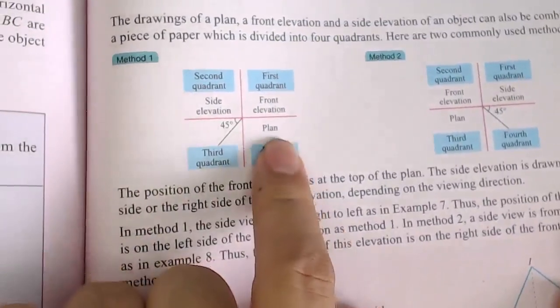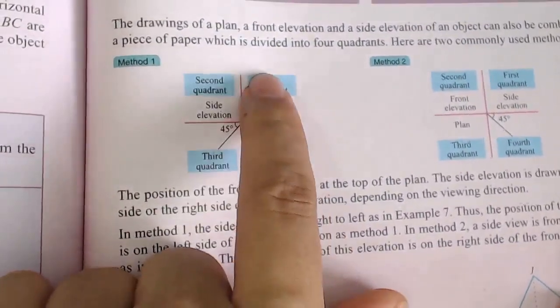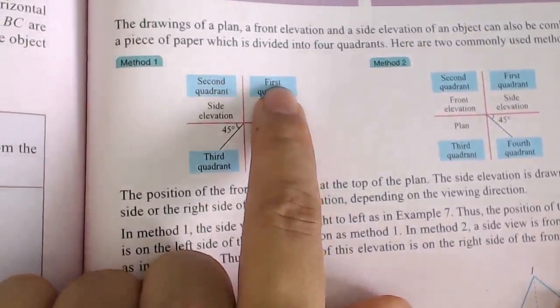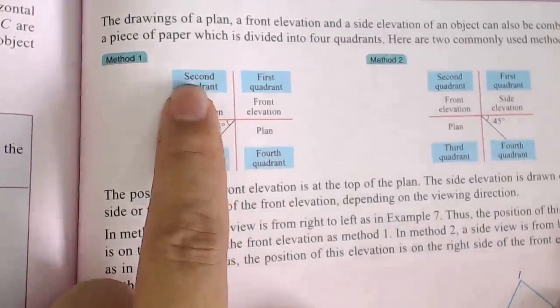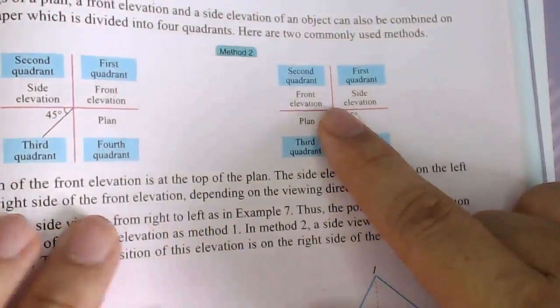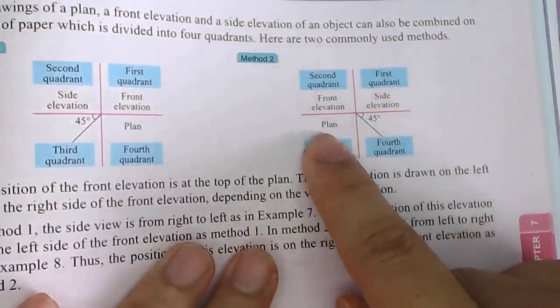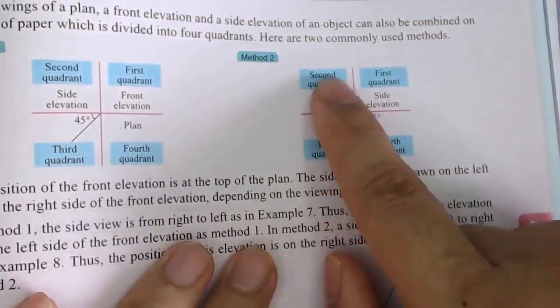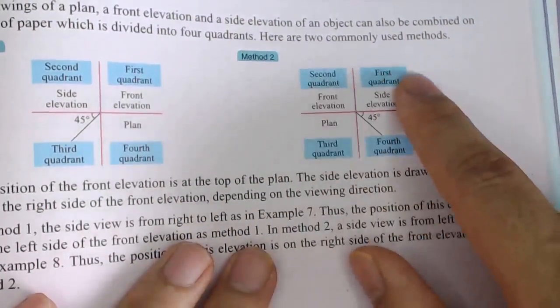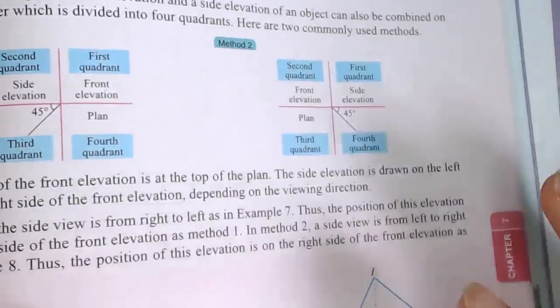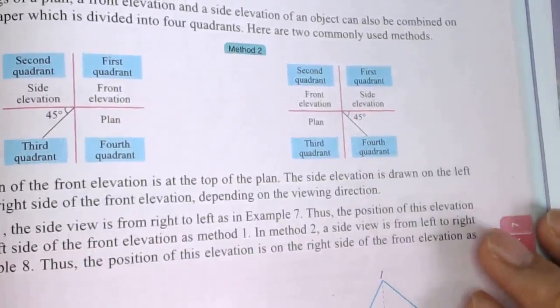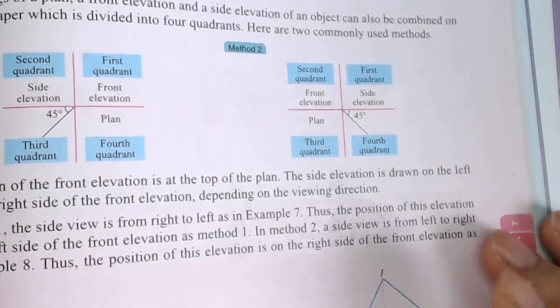So this is going to be Z. Again, this is going to be X, and this is going to be Y. Z, X, Y. How about this? Okay, this is going to be Z here, plane Z. This is going to be X, this is going to be Y. Okay.